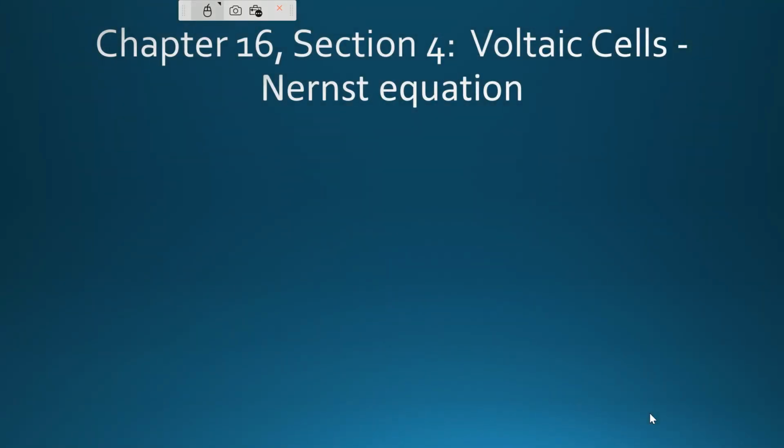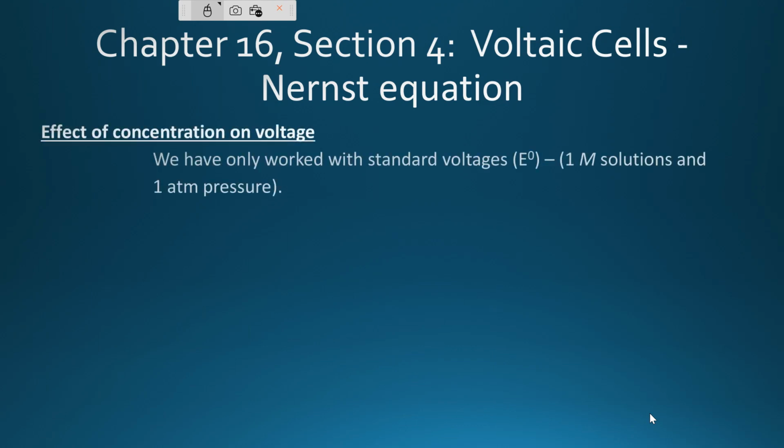This is Section 4, where we're going to build off of those voltaic cells that we were working with, finding our energy potential, and working with something called the Nernst equation. The reason we want to take a look at this is because we've only worked with standard voltages to this point, which means that we have solutions that are 1 molar in strength, and that there is 1 atmosphere of pressure working on the system. The reality is we're almost never in those conditions.